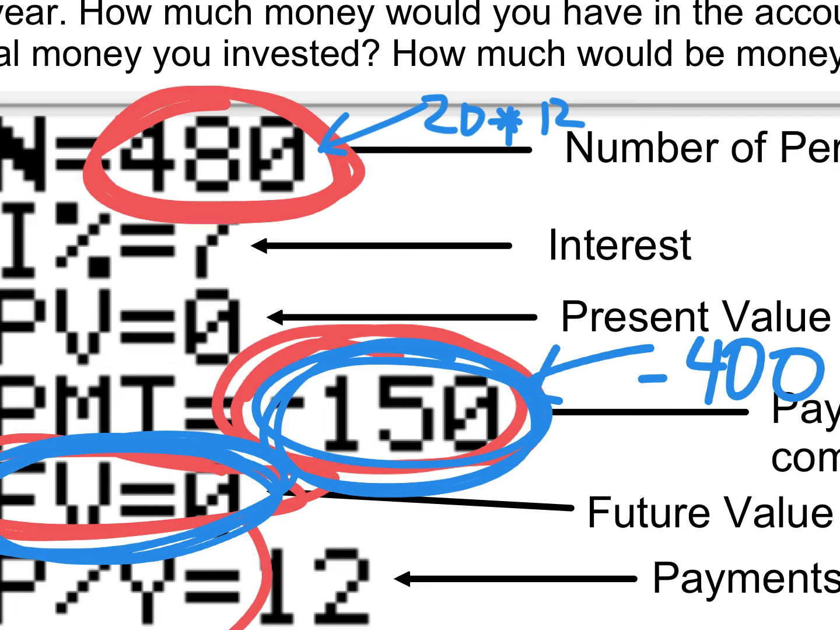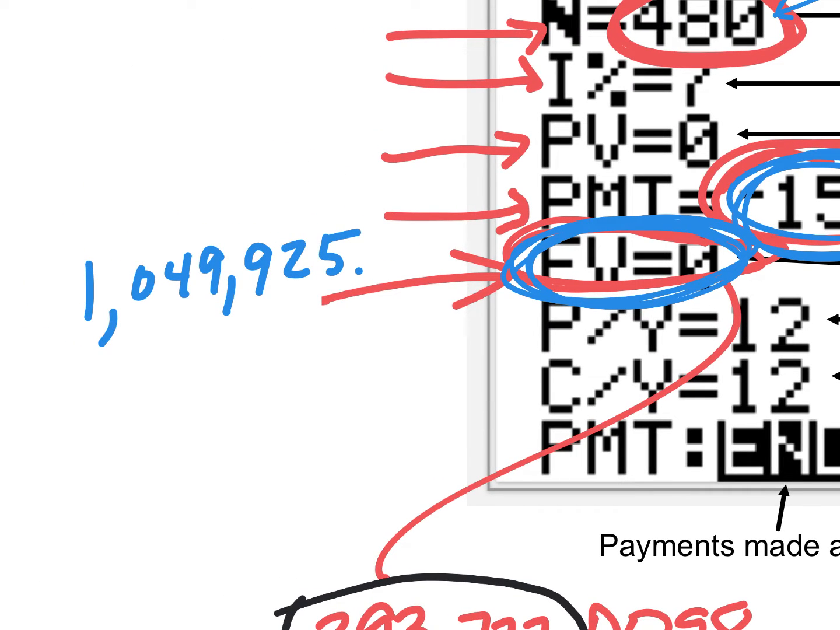Now alpha solve it, and it isn't $1 million anymore. It's way less. You would think since it was half the amount of time, it'd be half the amount of money. It's way less. Taylor, what'd you get now?